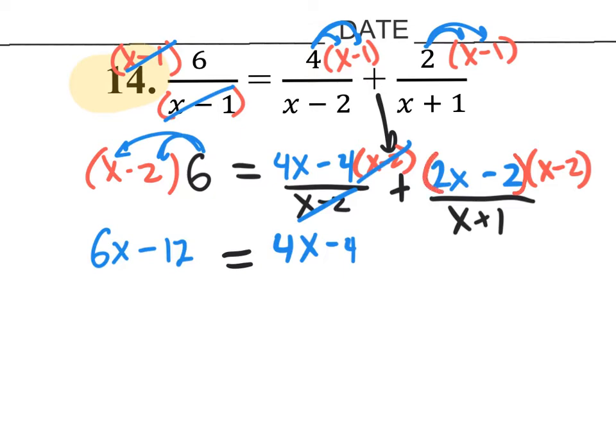There's going to be a lot of math to do here. What do I mean by that? 2x times x, that's 2x squared. 2x times negative 4, sorry, 2x times negative 2, that's negative 4x. And we're going to distribute the minus 2. Minus 2 times x is a minus 2x. Minus 2 times negative 2 is positive 4.